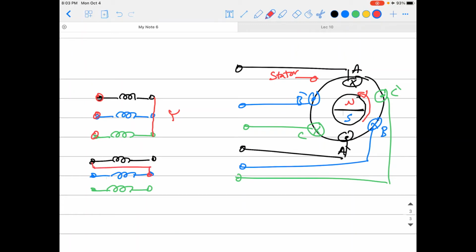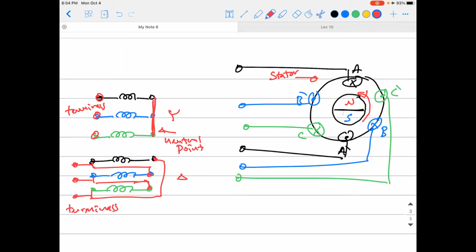So if you connect one end to the other like this, and now you have those points to connect to the outside world, this will be delta connection. Okay, guys, so that we call the terminals. For a Y connection, this one we call the neutral point. For delta connection, these are your terminals, and you do not have a neutral point. I'm just refreshing your memory about three-phase, but we spent a lot of time talking about three-phase connections in the very first lectures. Okay, guys?